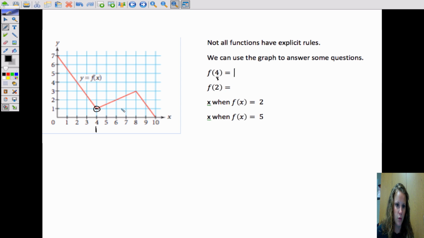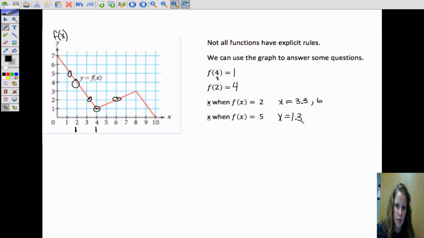F of 2 would be when x is 2. What do we get for an output? Well, that would be 4. Okay, x, when f of x is 2, that means over here, and this is f of x now. So when f of x is 2, it looks like x is 3.3 maybe, and that's not a comma, 3.3 and 6. So we have two answers there. When f of x is 5, then x is 1.3 maybe.